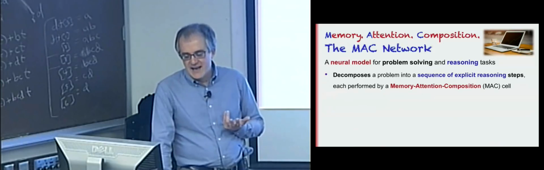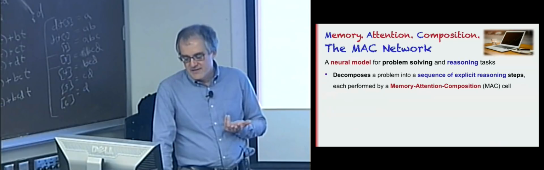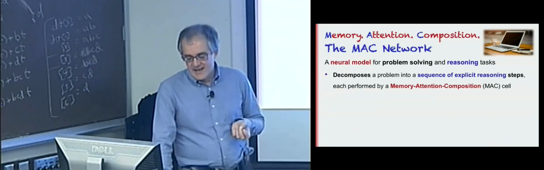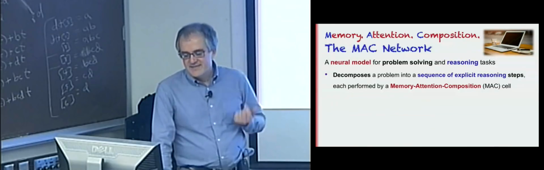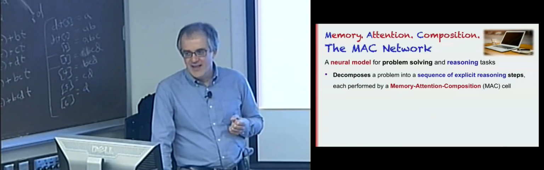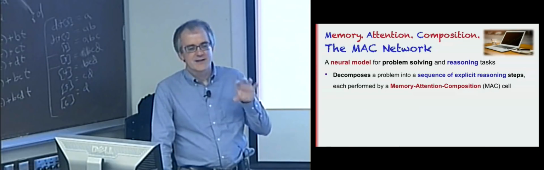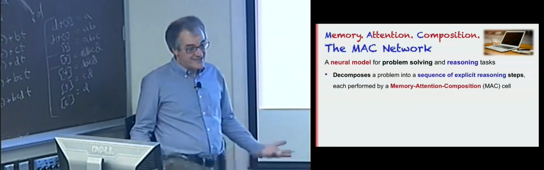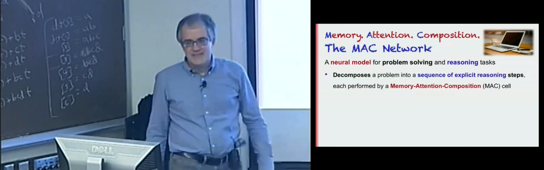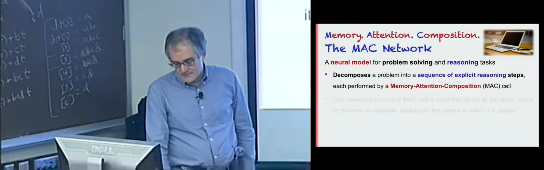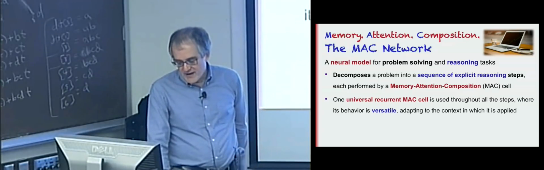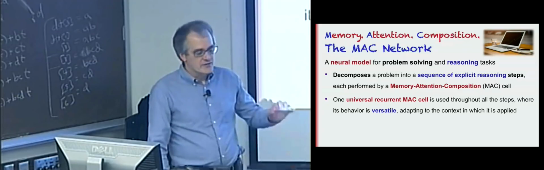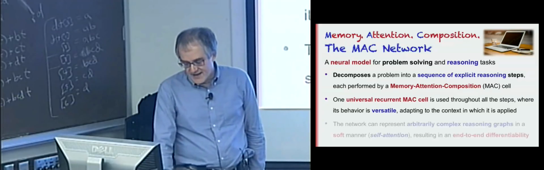And so the way we do that is we're going to say, well, let's suppose this model is going to do a sequence of explicit reasoning steps. For each of those steps, it's just going to use one cell architecture, which is our memory attention composition cell. The architecture of that cell, we feel, is biased in a good way for doing steps of a reasoning operation. But this means that what we end up with is essentially a recurrent neural network, just using a sequence of a particular cell type to do our inference. But we're hoping that we've got the right kind of cell, which is good for doing reasoning operations and versatile enough that it can do different kinds of reasoning operations as is needed.